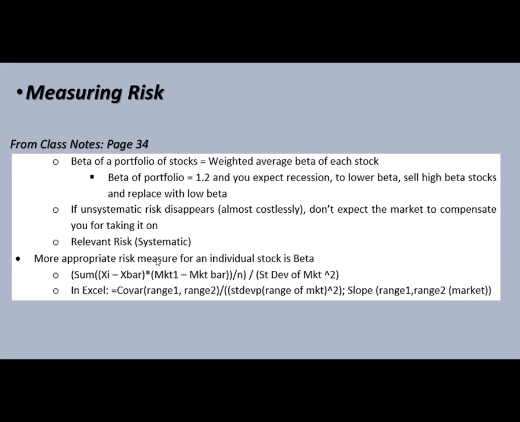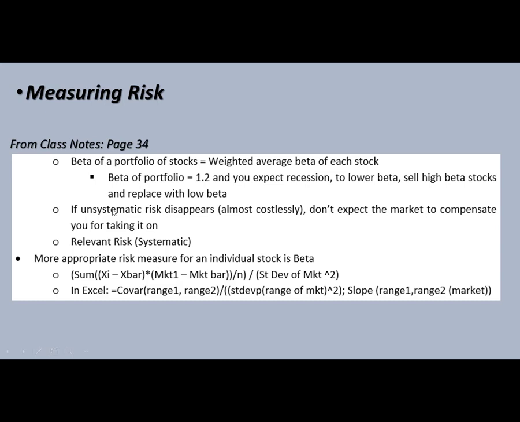So the beta of a portfolio, if you have a portfolio of stocks, the beta of your portfolio is just the weighted average of each of those stocks. We talked about this earlier for exam 1 when we were talking about beta, when we were talking about stocks and their characteristics. If you're worried about a recession, then you're going to want lower beta stocks. You sell your high beta stocks, buy lower beta stocks. If you think it's going to be a strong economy, then you sell your low beta stocks, add high beta stocks, and your portfolio just will move proportionately.